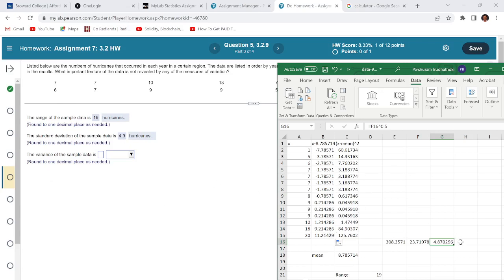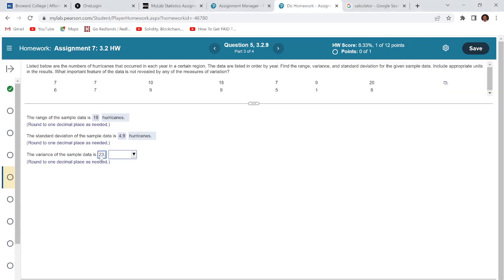Okay, the variance is the square of this value. If you go back here, this one would be your variance, which is the square of the standard deviation. So that is 23.7 if you round it to one decimal place, 23.7.